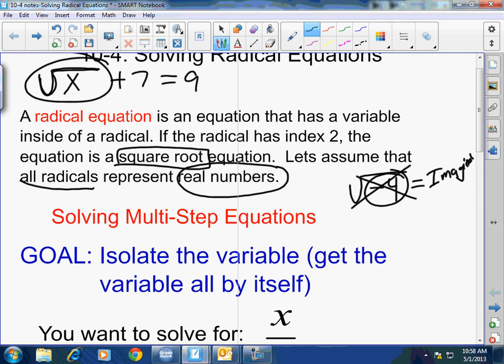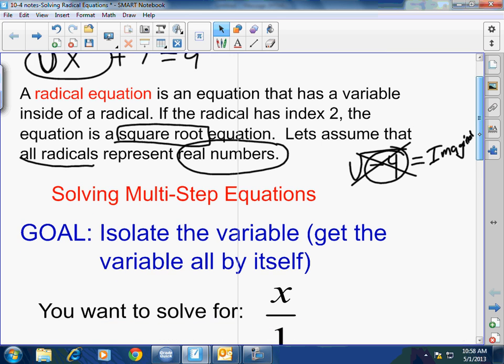Does that make sense, guys? We're dealing with radical equations. We're dealing with real numbers. We're never going to have a negative inside of that radical. If you do happen to come across a negative value inside of a radical, you can immediately stop and say no real solutions.